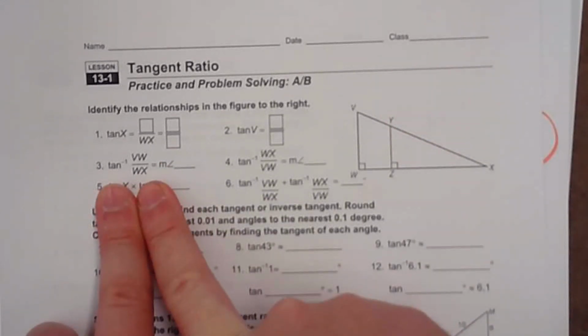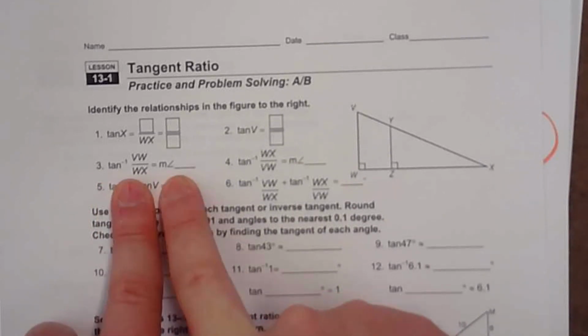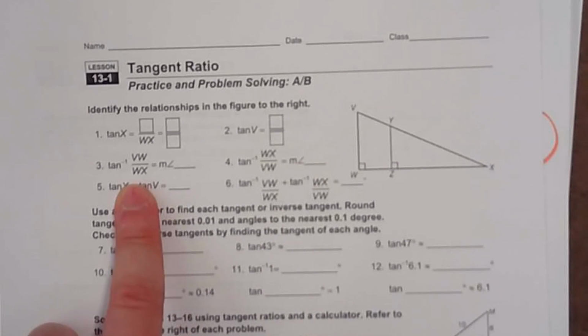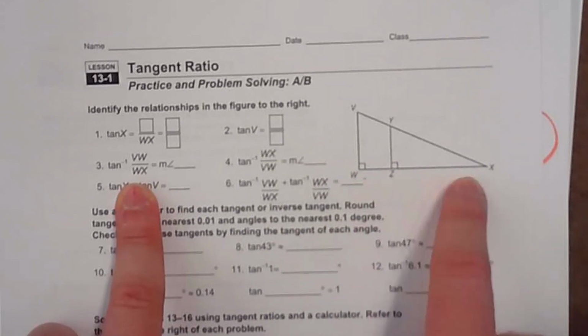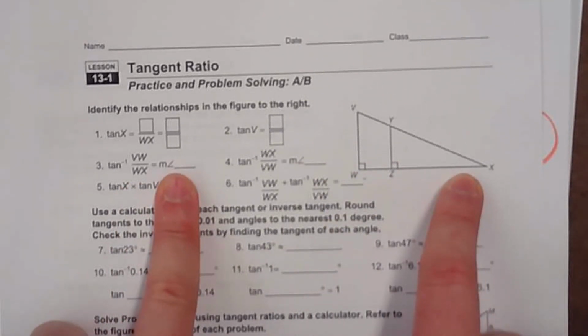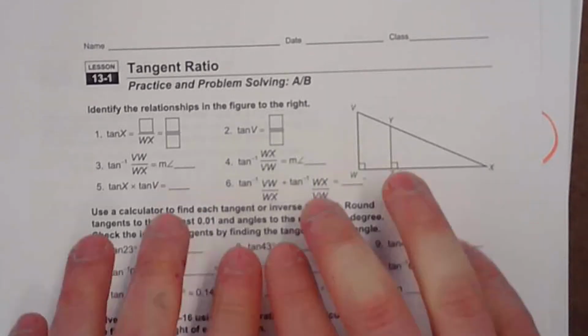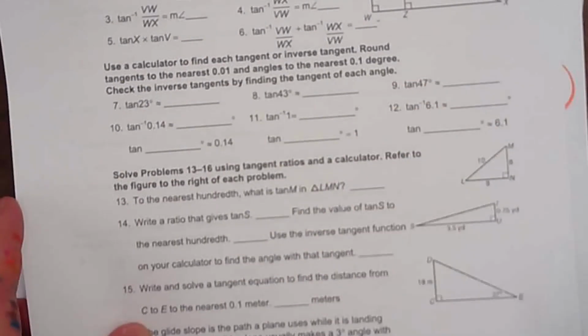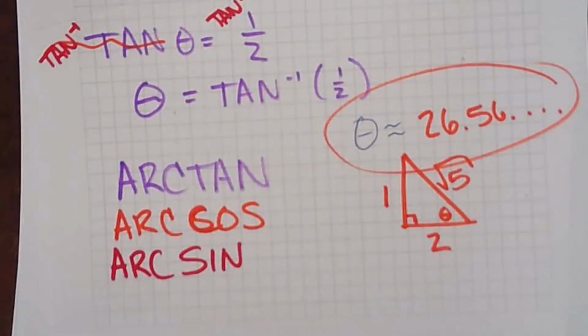It also asks about the inverse of tangent. It says find the angle measure here. What would that be? It says VW over WX. What's the angle measure here? That's what they want you to write. I want you guys to take a calculator to this part right here. Try some of this out. It's going to be a little weird. We're going to talk about this tomorrow. I just want to get it out to you now.